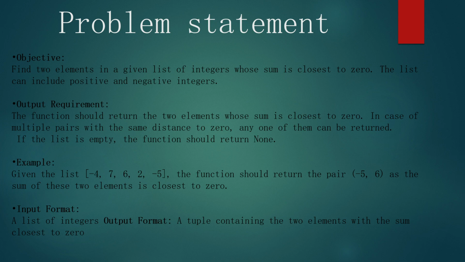For example, given the list -4, 7, 6, 2 and -5, the function should return the pair -5, 6 as the sum of these two elements is closest to 0. Input format: the list of integers. Output format: the tuple containing the two elements with the sum closest to 0.